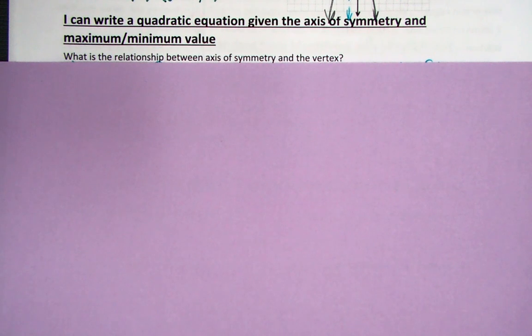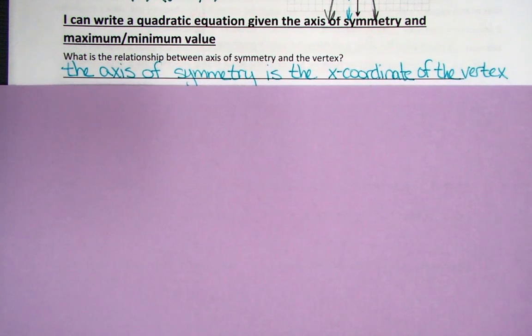So before we jump into actually writing the quadratic equation with a specific axis of symmetry and minimum or maximum value, let's remind ourselves about the relationship between the axis of symmetry, minimum or maximum value, and the vertex. If you recall from yesterday, we talked about the relationship between the axis of symmetry and the vertex, and we discovered that the axis of symmetry shares the same number as the x-coordinate of our vertex. X equals 3 means that our vertex would be 3 comma something.